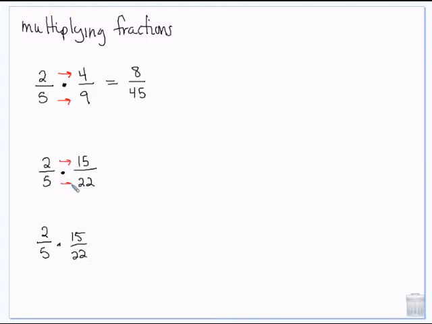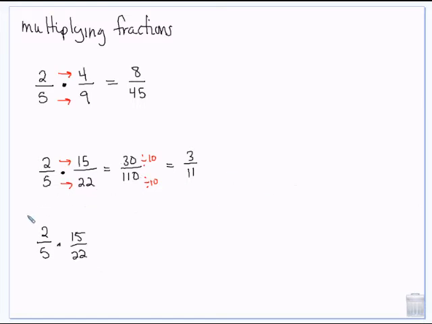I can go the multiply straight across route, and I'm going to get 30 over 110. But 30 and 110 will both divide by 2. They'll also both divide by 5, or they both divide by 10, however you want to look at it. I'm going to use 10 because that's the easiest. So I'm going to divide the top and the bottom by 10. Not 0. You can't divide by 0. And I get 3 over 11. So if you multiply straight across, you have to see if you can reduce.